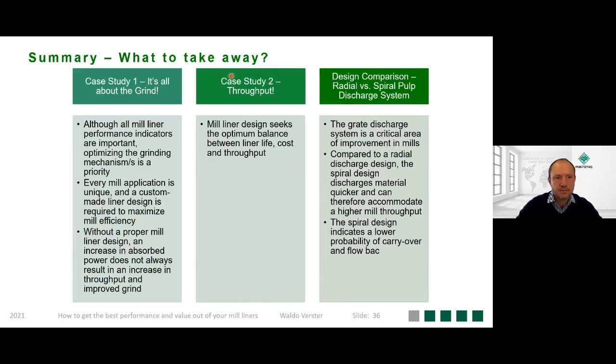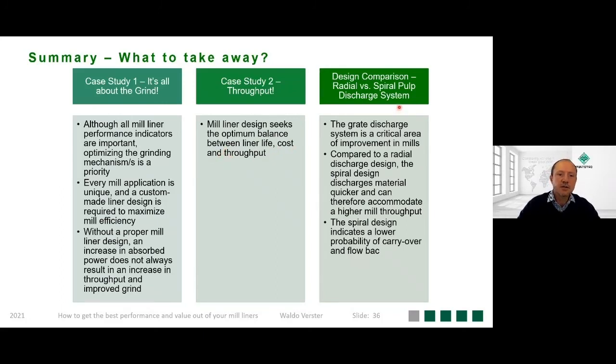From case study 2, this was all about the throughput. So you have achieved your grind, you've achieved your steady state condition in your milling circuit. Now is the time to optimize your liner design. And we said a mill liner design seeks the optimum balance between liner life, cost, and throughput. It's not all about life and cost. You need to consider throughput as well.